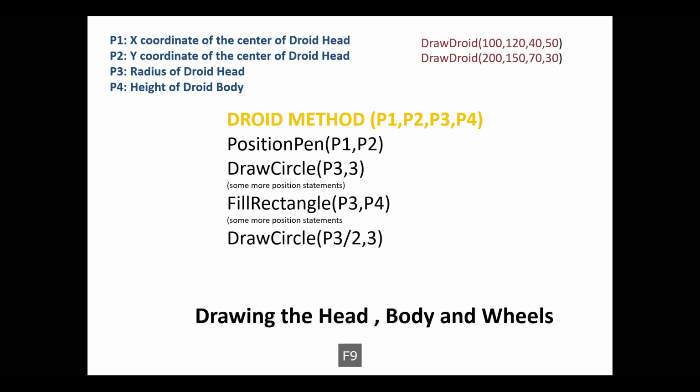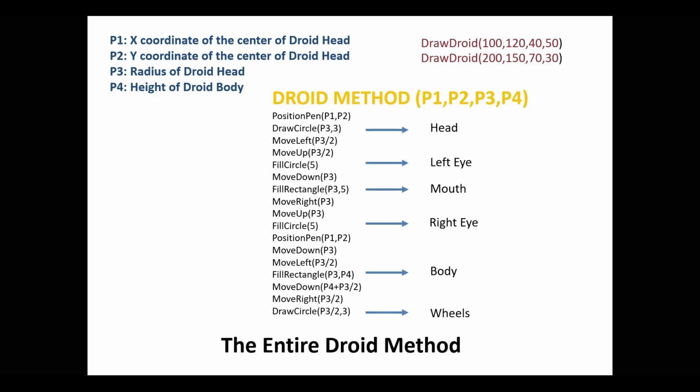We can now do a similar analysis for the eyes and the mouth, and realize that those items are also based on the radius of the head. Putting it all together, we come to this screen that shows that we only need 18 instructions in order to completely draw all 6 parts of the droid.